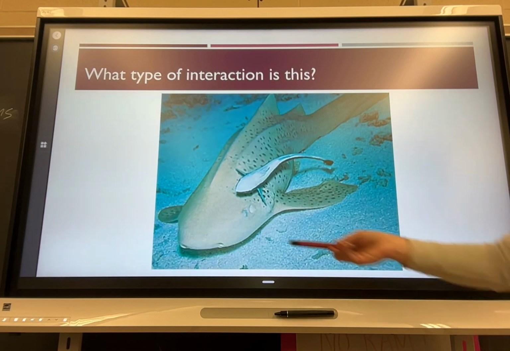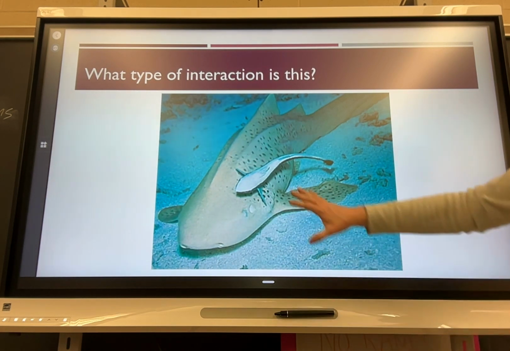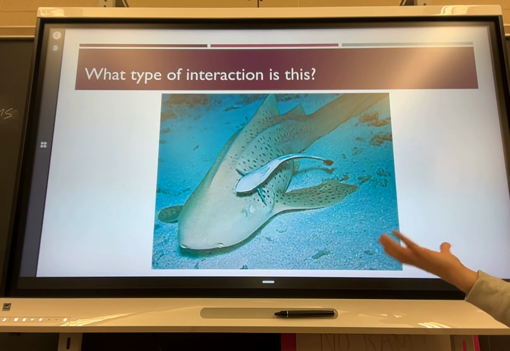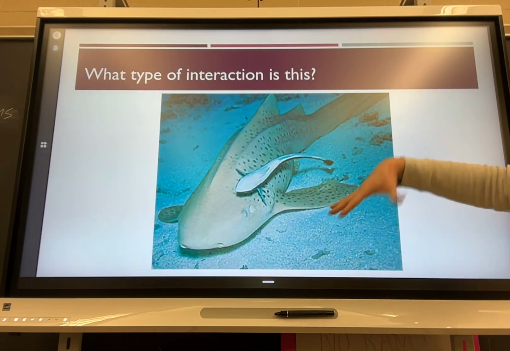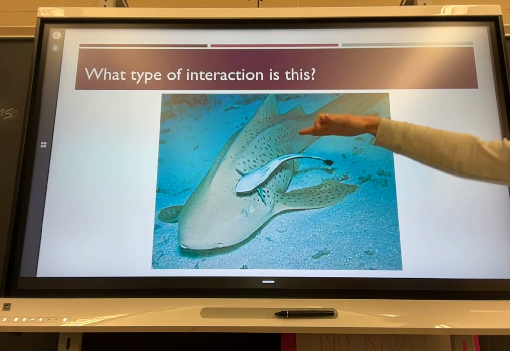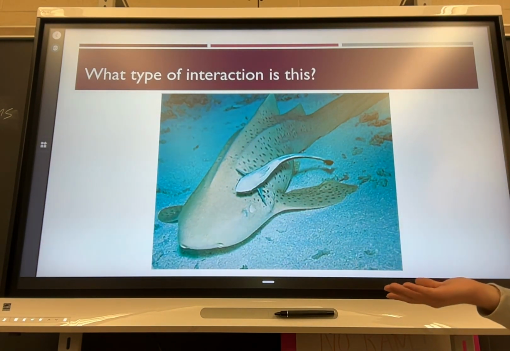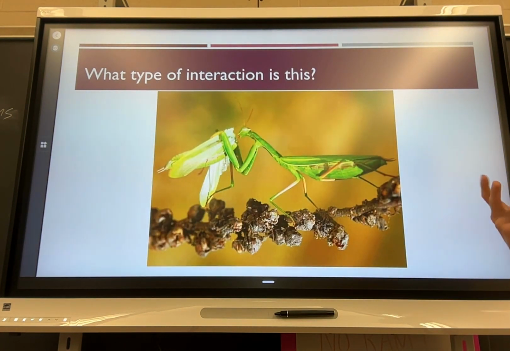What about this? We have a shark and a remora. So what type of interaction is this? So this is commensalism. So these are not actually cleaner fish. These fish just kind of hitch a ride on other organisms to benefit off of any food that's left over. The shark is not getting a benefit out of this guy being here, but this guy is getting a meal if the shark happens to leave something laying. So this is commensalism.